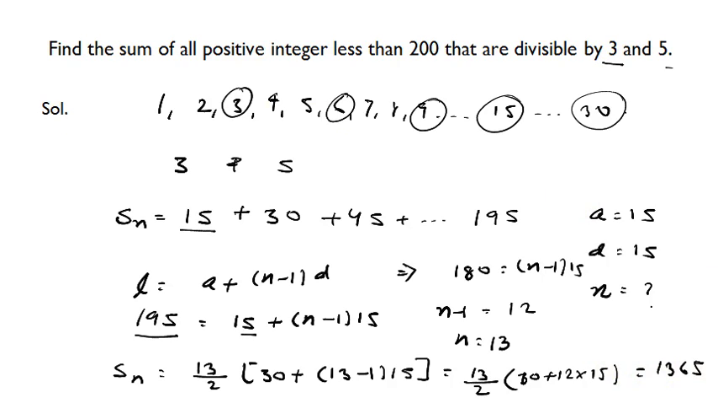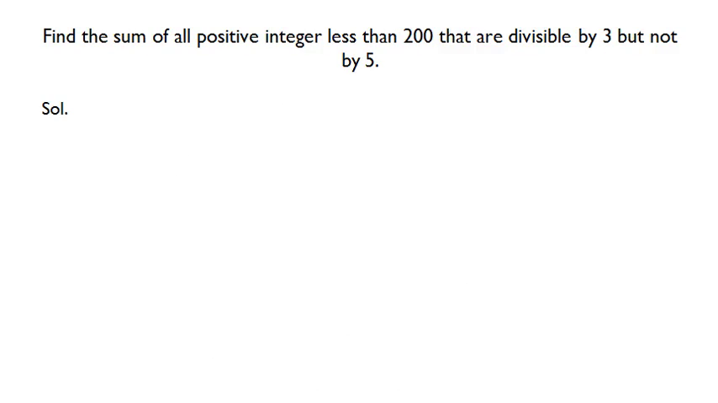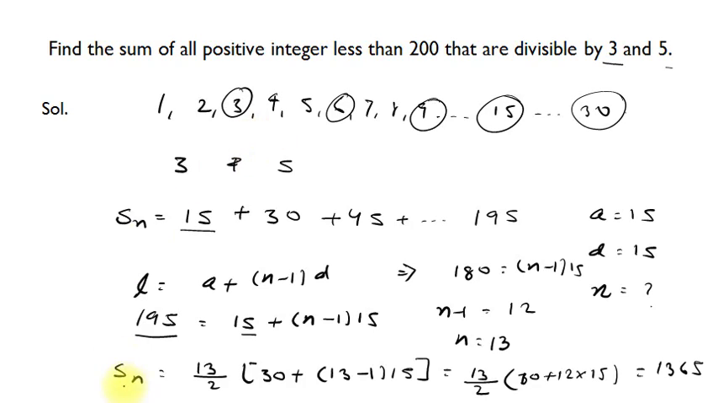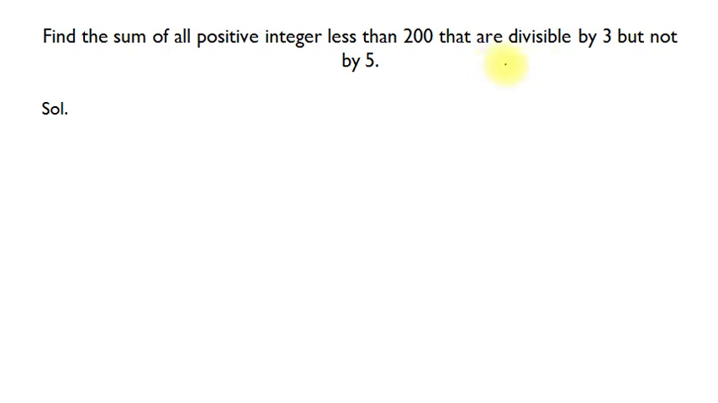The next one is similar to this one, and the question is: the sum of all positive integers less than 200 that are divisible by 3 but not 5. Now here in the series we have some common terms which are divisible by 3 and also by 5, and the sum of such numbers which are divisible by both is 1365. Now here we have to find the sum of all positive integers which are divisible by 3.